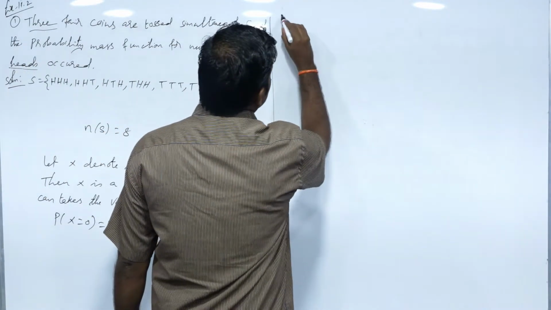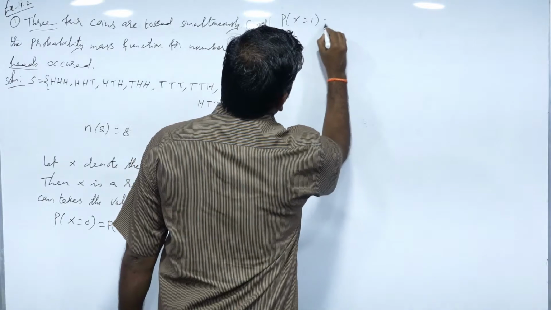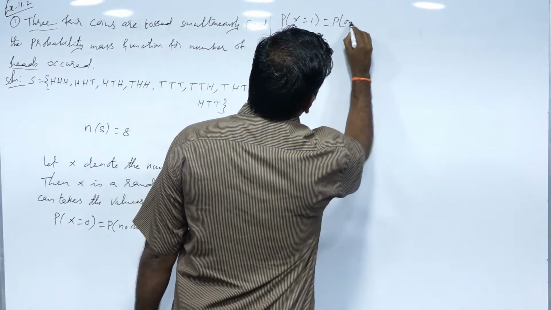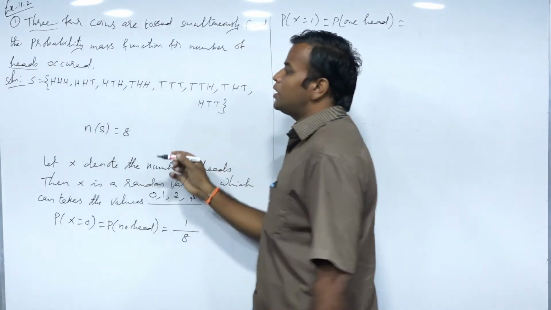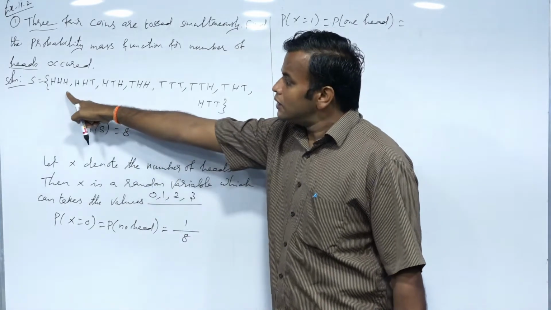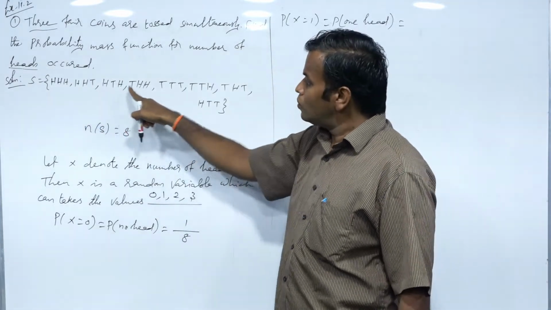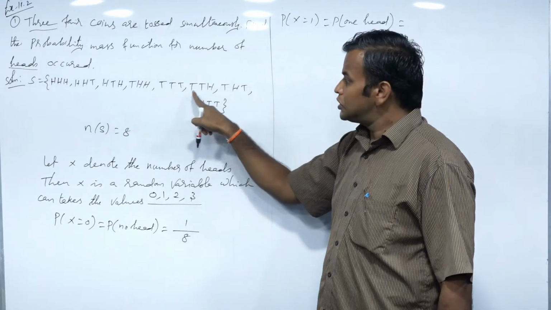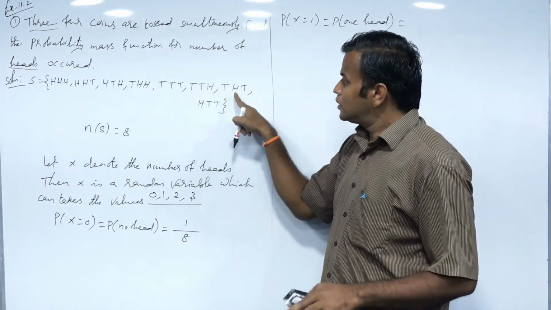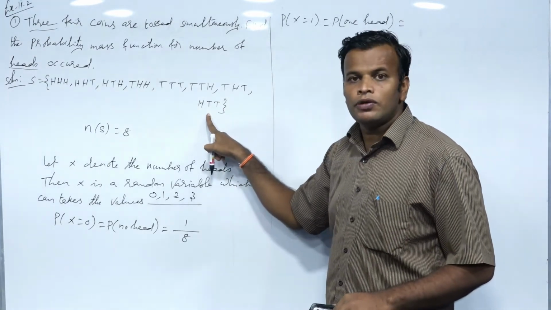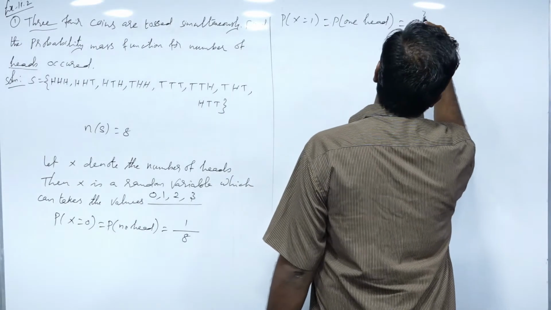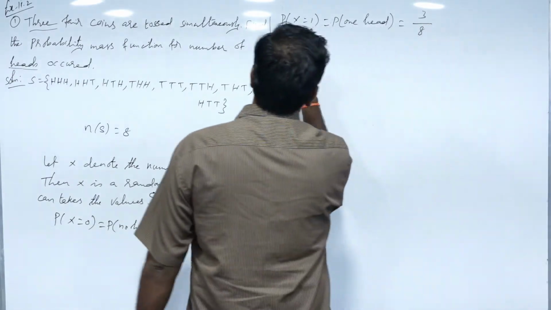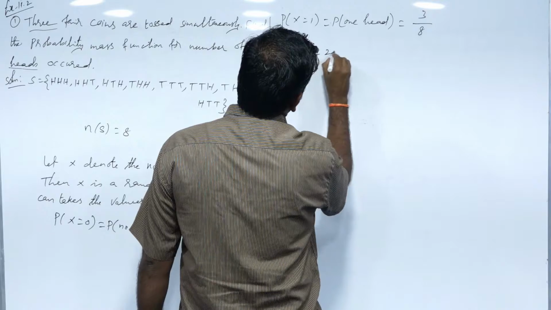Next, P of X is equal to 1. That is the probability of getting one head. In one head, how many events are possible? You see, this one is one head, that event and this event. Total number of events? 1, 2, and 3. So, 3 by 8.